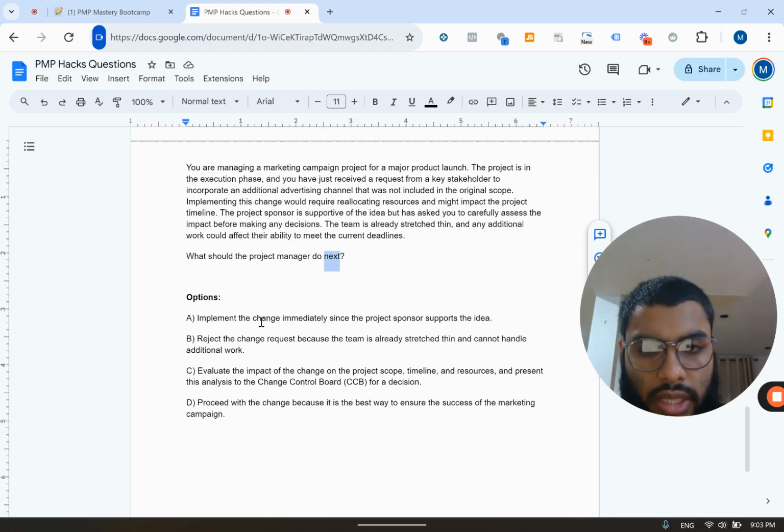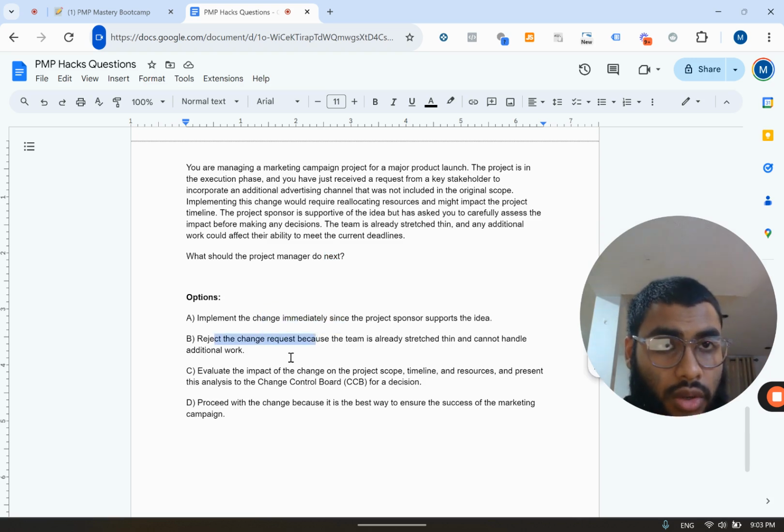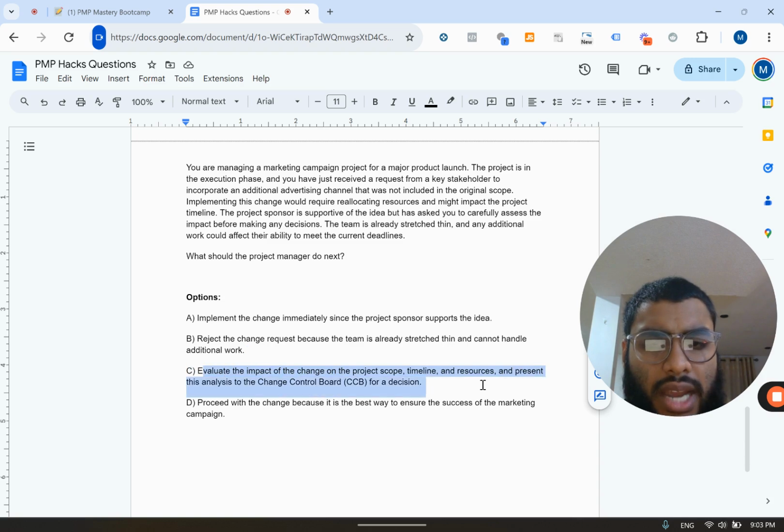Implement the change immediately. We don't do that. We need to take a step back. Reject a change. We don't do that. We never reject a change request or any request. The last principle, principle 18. Evaluate the impact of the change on the project scope. That's the answer. Proceed with the change because it is the best way to ensure the success of the marketing campaign. No. Evaluate the impact of the change on the project scope, timeline, resources, and present this analysis to the change control board for a decision.